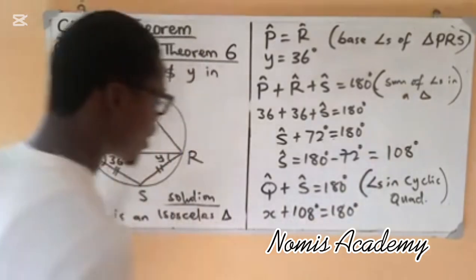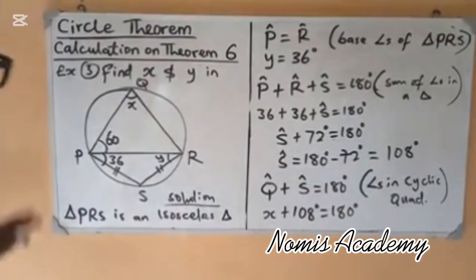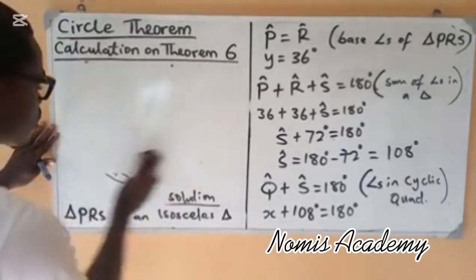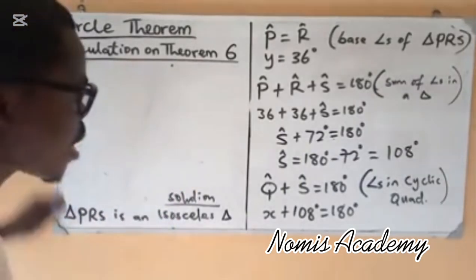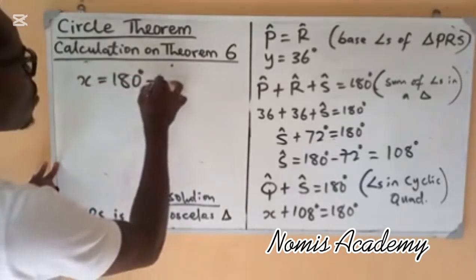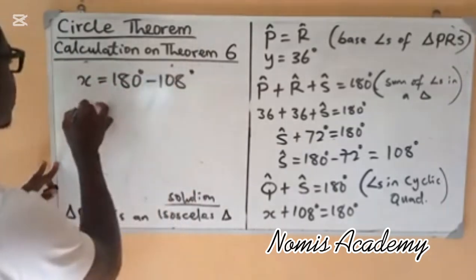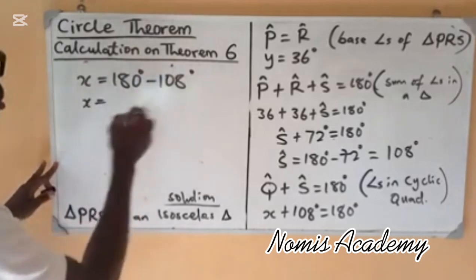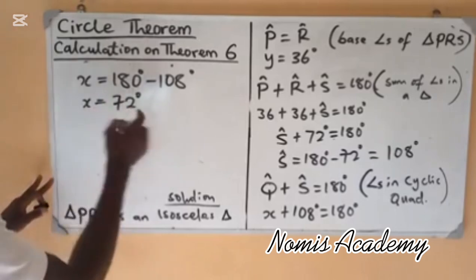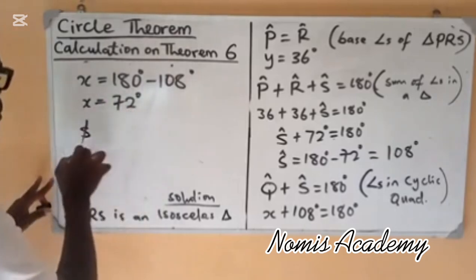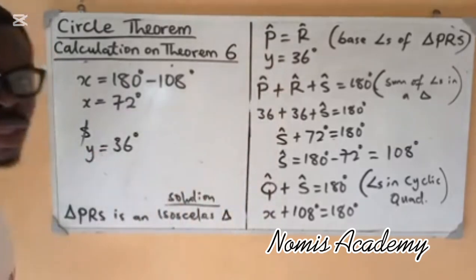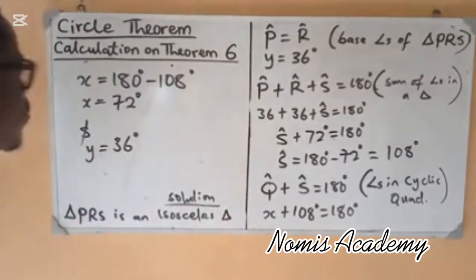So finally, to find the value of X, X is equal to 180 degrees minus 108 degrees. When you do the subtraction, we have 72 degrees. So X is 72 degrees and Y is 36 degrees. All right, so we've come to the end of the calculation.